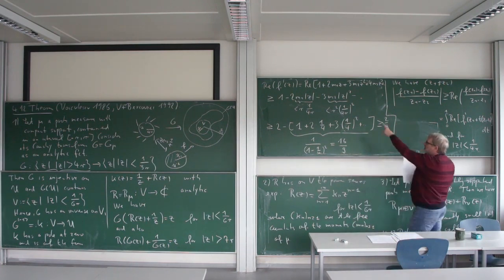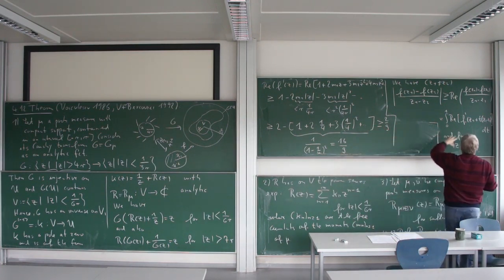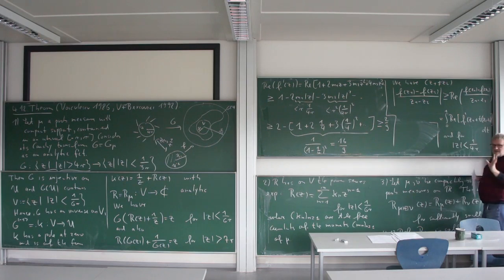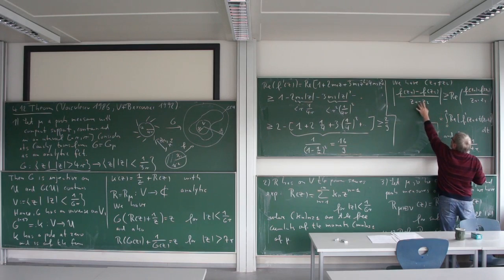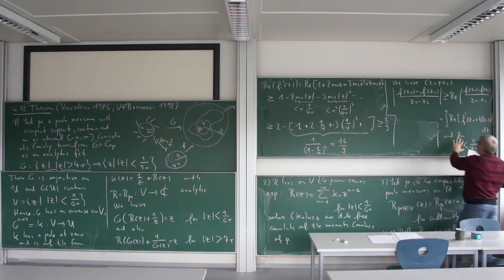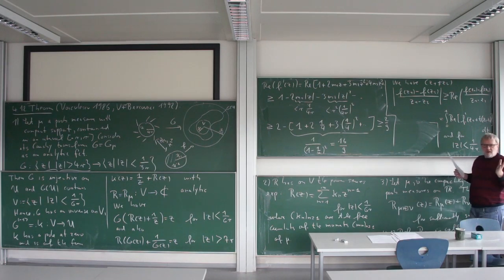And this means this derivative here is, for all z over which I integrate, estimated by 2 over 9 from below. And so this means that this difference quotient can be estimated for all z1 and z2 in this ball by 2 over 9.